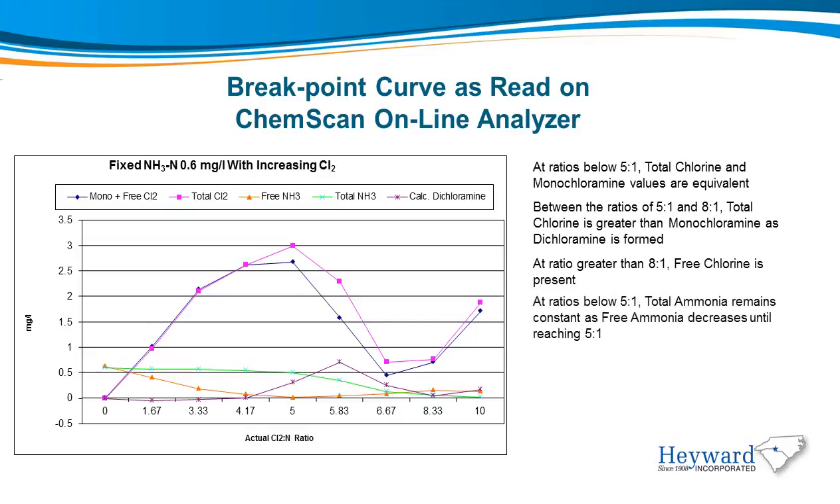At ratios below 5:1, total ammonia remains constant as free ammonia decreases until reaching the 5:1 ratio. At ratios greater than 5:1, total ammonia decreases and free ammonia remains near zero.